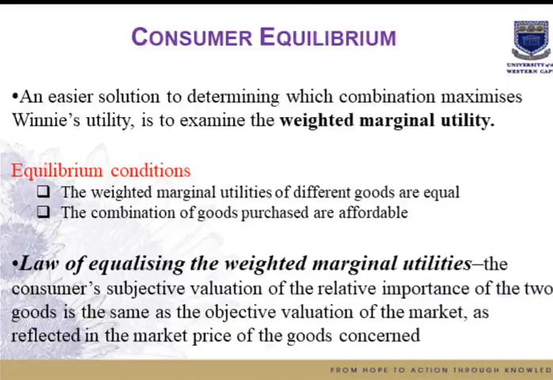In symbol, the equilibrium condition is reflected as follows. The marginal utility of B divided by the price of B should be equal to the marginal utility of M divided by the price of M, which should also be equal to the marginal utility of R divided by the price of R.